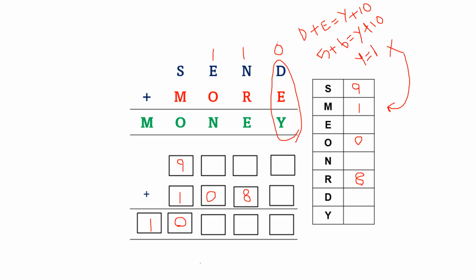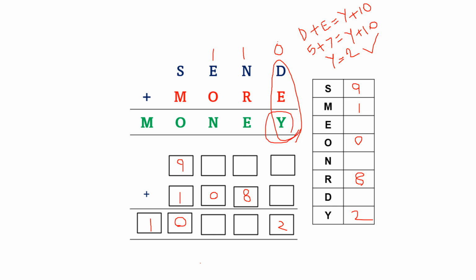What happened? Y is equal to 1. The 1 is already given to that M, so this will not work. So take some other number for D and E. So D and E may be 5 or 7. So 5 plus 7 is equal to Y plus 10. We'll get Y is equal to 2. Then Y is not yet assigned. We'll assign this Y value is equal to 2 and update the value 2 here.